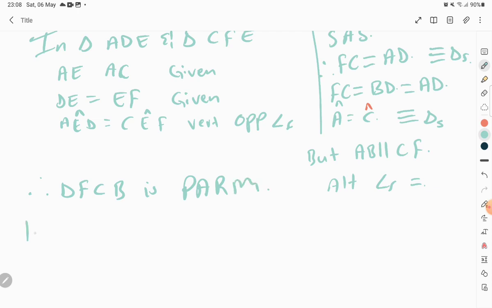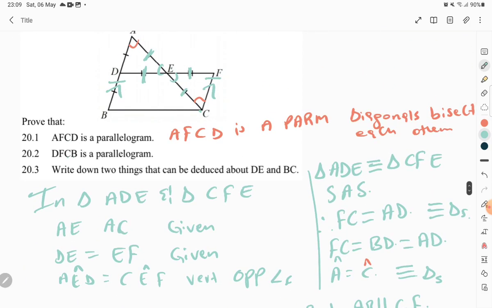Reason: one pair of opposite sides equal and parallel. So a lot that just happened. Probably there is a shorter way, but I couldn't find it.